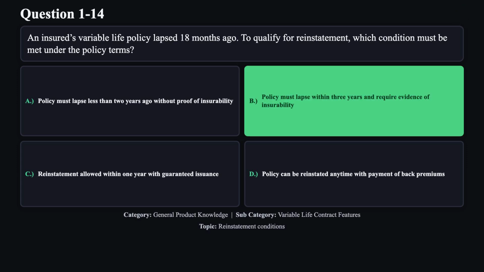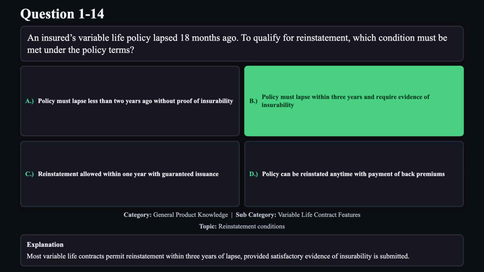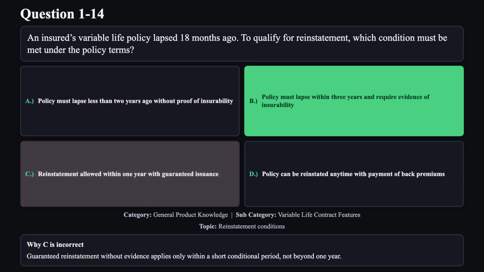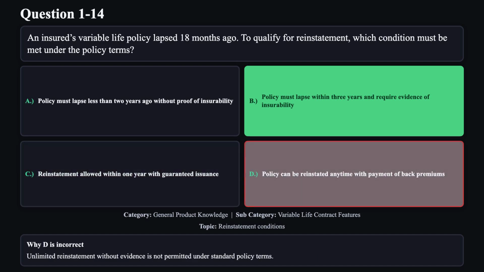The correct answer is B. Most variable life contracts permit reinstatement within 3 years of lapse, provided satisfactory evidence of insurability is submitted. Reason A is not correct. Proof of insurability is required. No exception for lapse under 2 years. Reason C is not correct. Guaranteed reinstatement without evidence applies only within a short conditional period, not beyond 1 year. Reason D is not correct. Unlimited reinstatement without evidence is not permitted under standard policy terms.